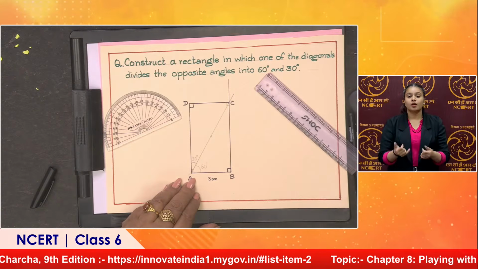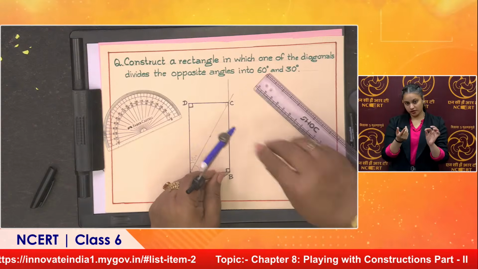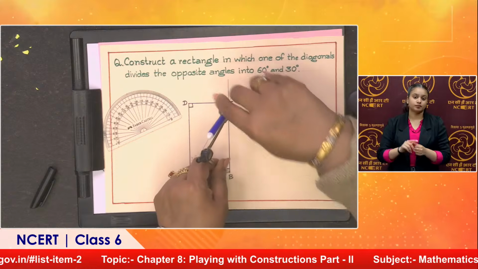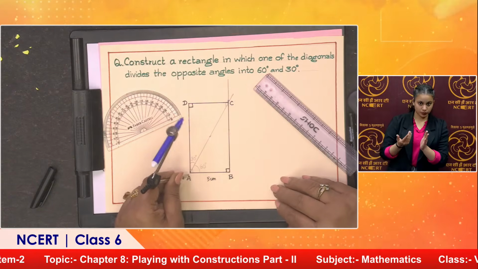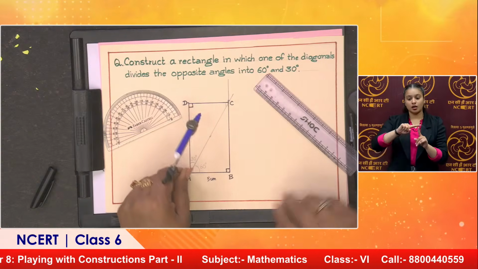Now, taking this length, you know how much is the length of BC? We can take it with the help of a compass, and we can cut an arc here and join, children.